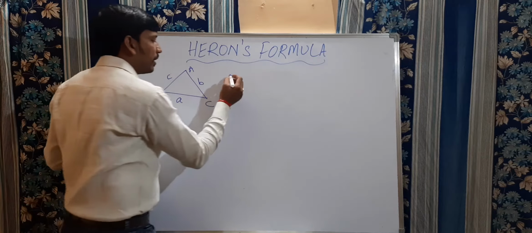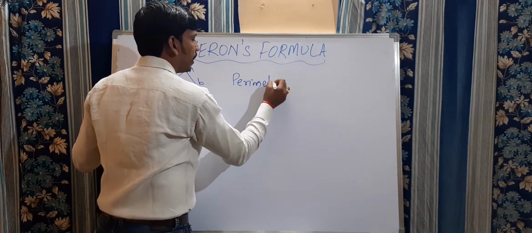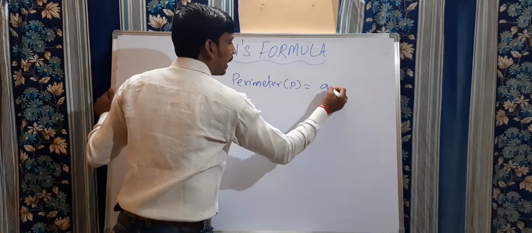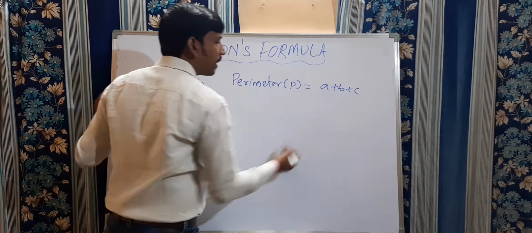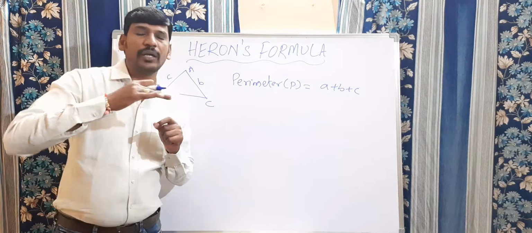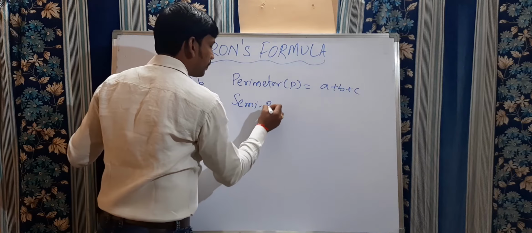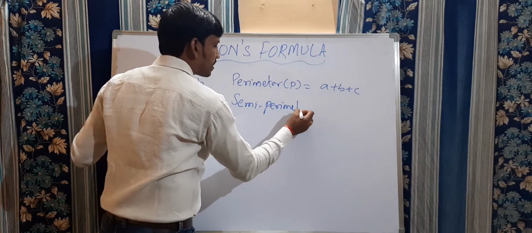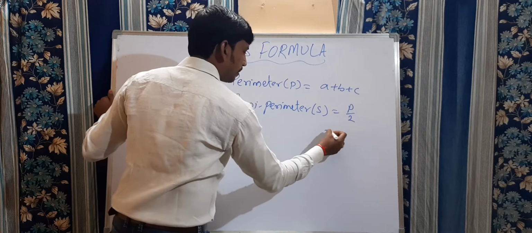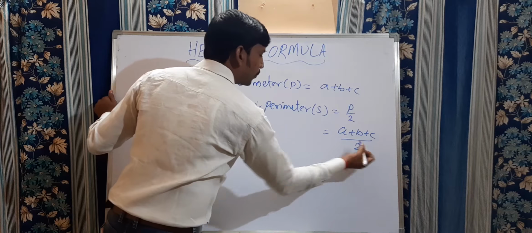Then what is the perimeter here? Perimeter P is equal to the sum of all the sides, that is a plus b plus c. Now find the semi-perimeter. Semi-perimeter means half of the perimeter. Semi-perimeter S is equal to P by 2, that is nothing but (a plus b plus c) by 2.